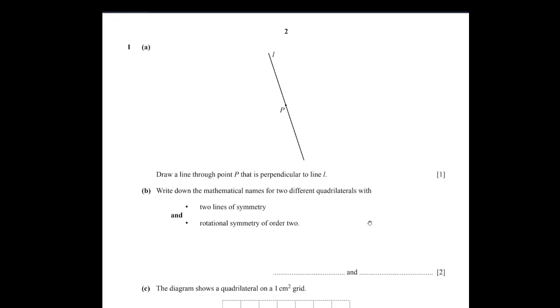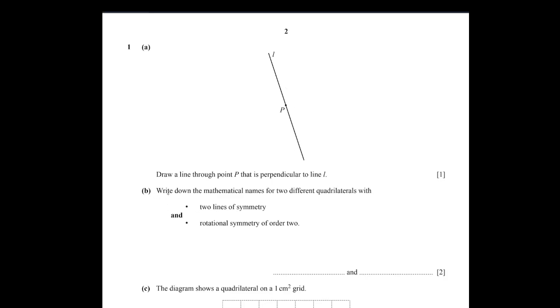In question 1 A, draw a line through point P that is perpendicular to line L. Now here we need a compass and ruler for this, so I cannot do this on this app. I will put the link in the description beside the question. You can go through the link for drawing the perpendicular line through a point for any given line.